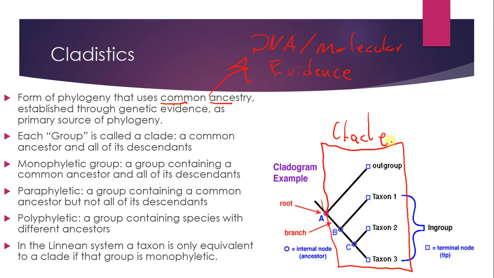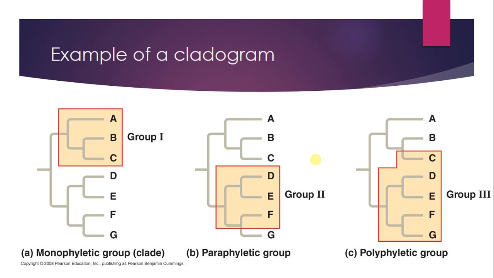And we can find three types of groups in a cladogram. A monophyletic group, a group containing a common ancestor and all of its descendants. So, the circle in red, that would be an example of a monophyletic group. There are also paraphyletic groups, a group containing a common ancestor but not all of its descendants, and a polyphyletic group, a group containing species with different ancestors. Here, I'll show you an example.